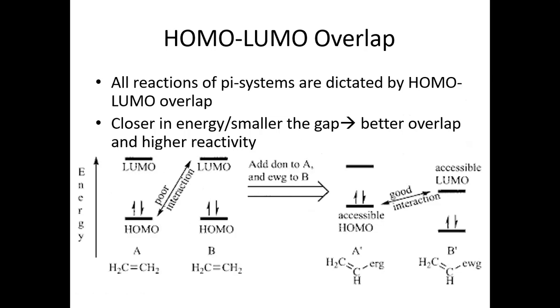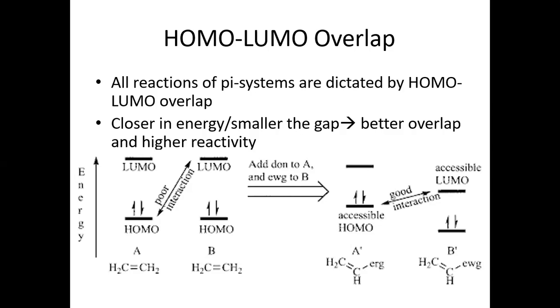So again, it's dictated by this HOMO-LUMO overlap. And if you didn't get a chance to download that Scudder book, Electron Flow in Organic Chemistry, all this is in, I want to say, the first or second chapter in that book. But all of your pi systems are dictated by this HOMO-LUMO overlap.